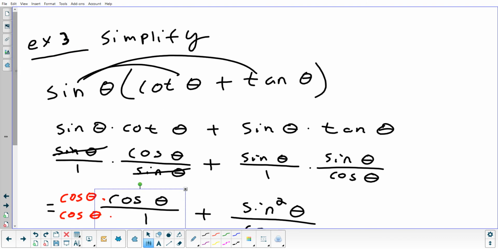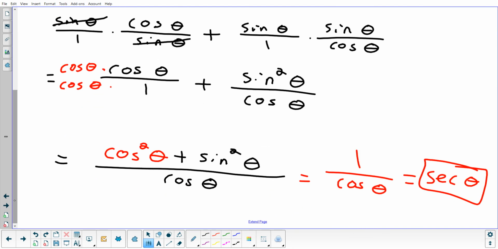So look at what you started with. 3 different trig functions with a distributive property, and it all simplified to just secant. Just following those 2 tricks. Change to sines and cosines, and rewrite with a common denominator. Those are the only 2 tricks we had to use in that problem.